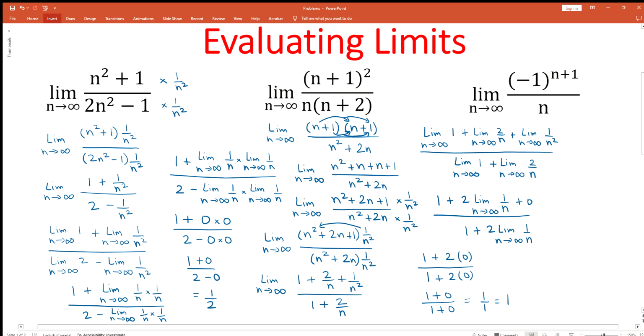Now we can evaluate the third limit. Limit n approaches infinity, negative 1 to the power n plus 1 over n. In this expression, we have n in the denominator. This given expression is a fraction. We can break up this expression like this.